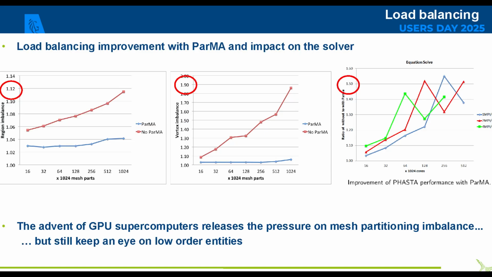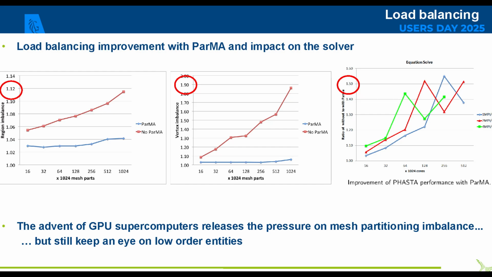So you can see how the imbalance in terms of elements evolves as the number of partitions increases. It's still okay. I would say 12% imbalance in terms of elements is not bad, but when you look at the vertices, it can go to almost 90% in this particular case. If you have one part that has 90% more vertices to deal with, the other ranks will have to wait for it. With this library, we were able to retrieve almost perfect balance in terms of mesh elements and mesh vertices.